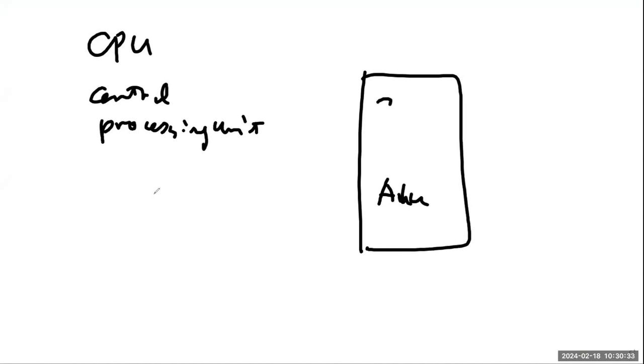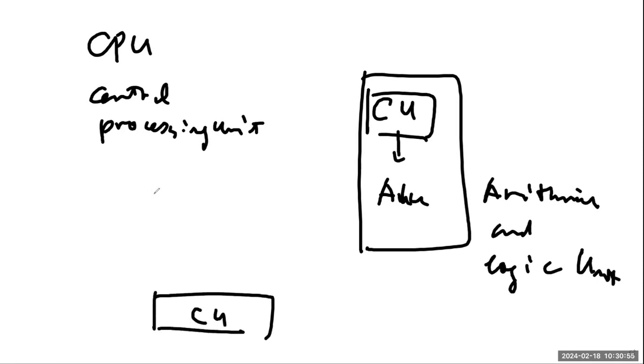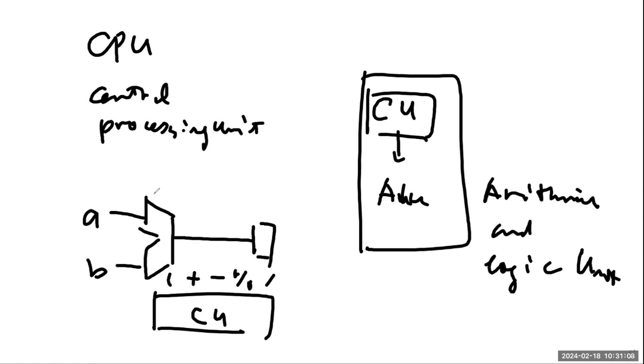And you also have something called a control unit. The control unit gives commands to the ALU, the arithmetic and logic unit. We call it ALU. So basically you have a control unit here, and the ALU takes in two variables, A and B. You can choose plus, minus, times, or division, and get the result. And the result may be written back to your memory.